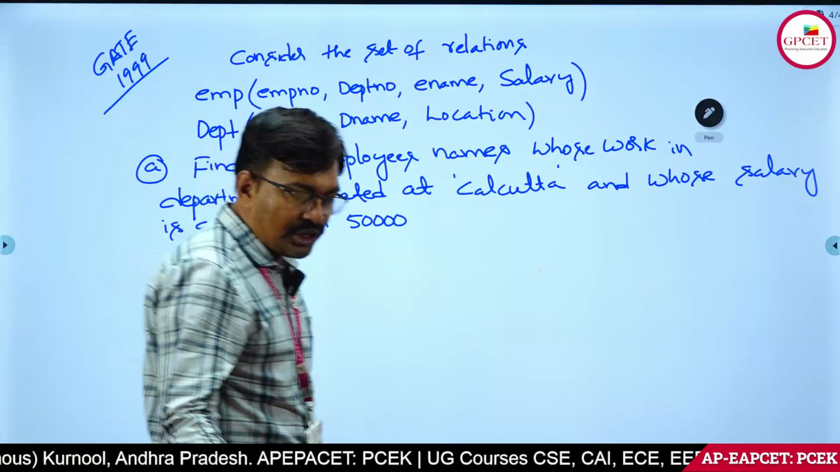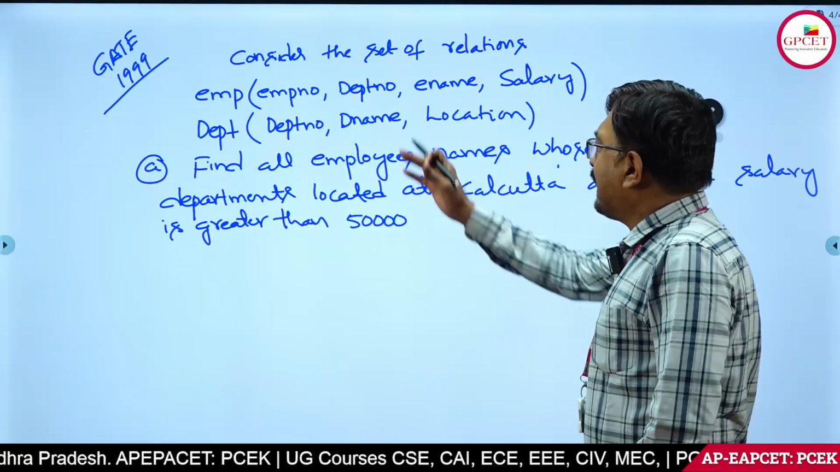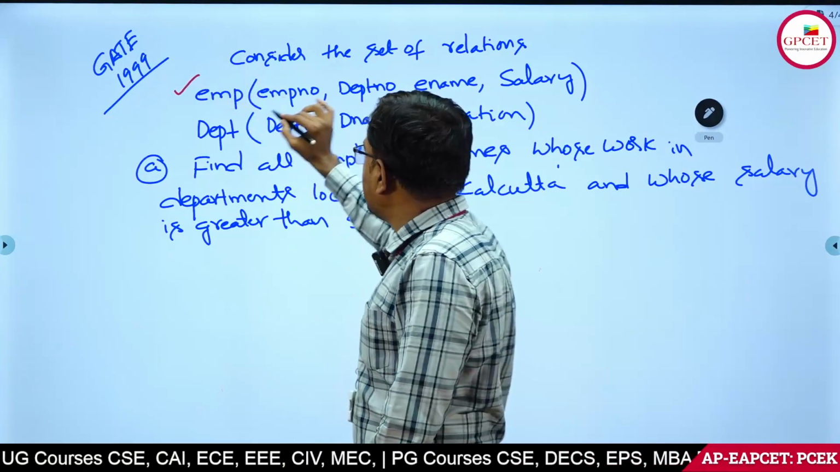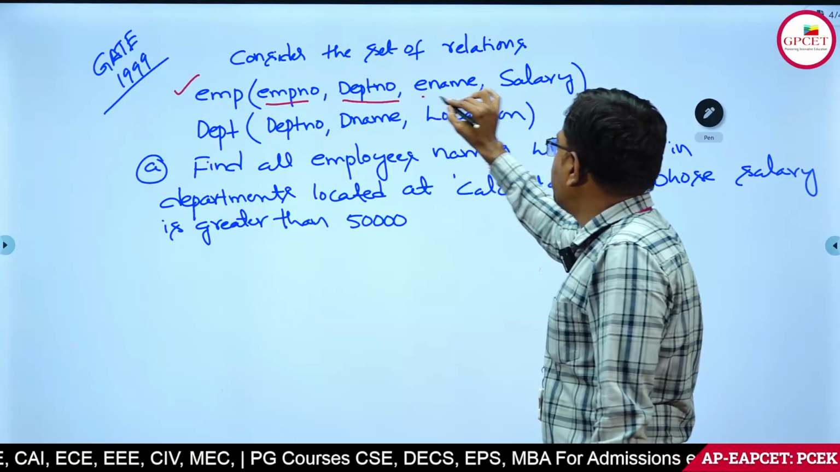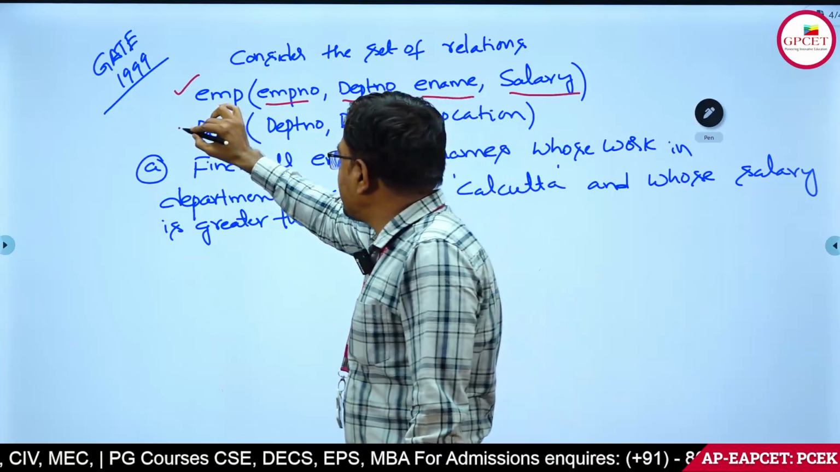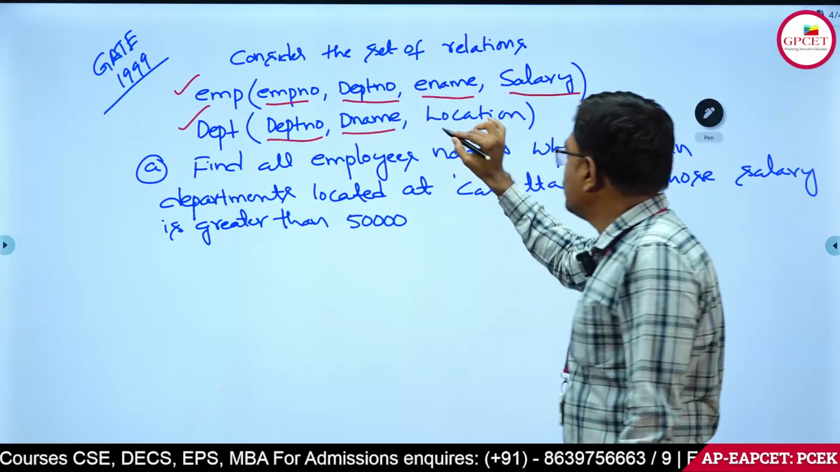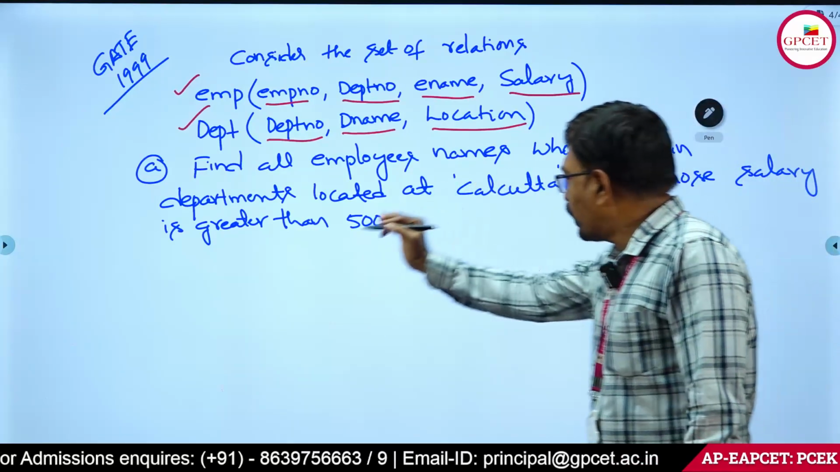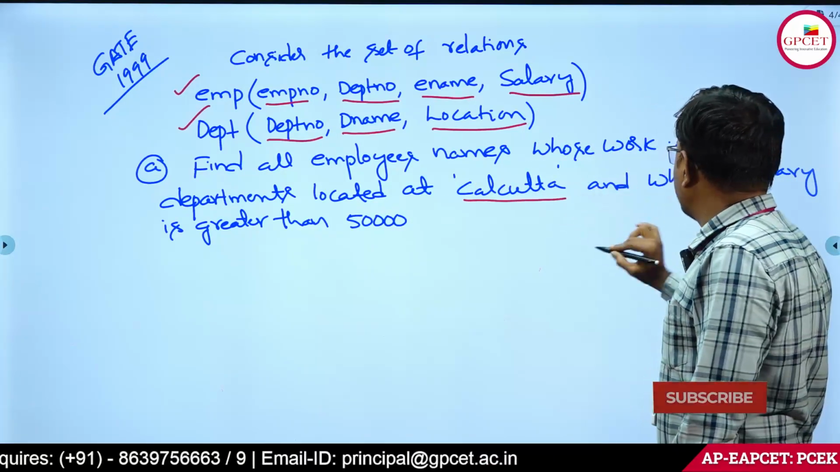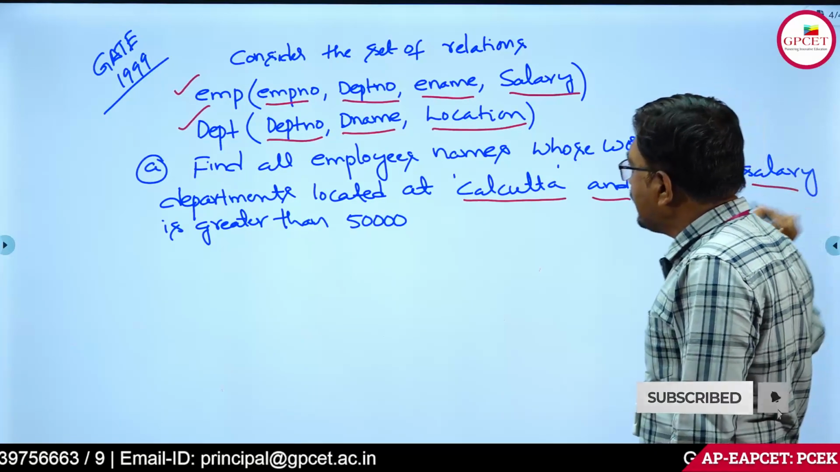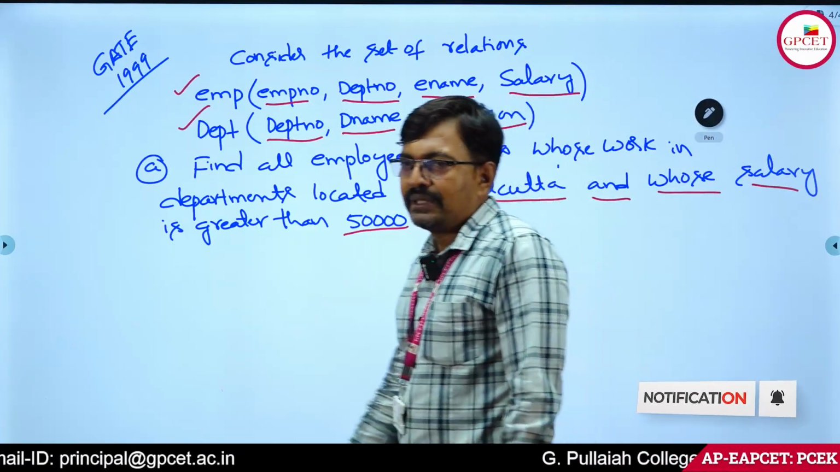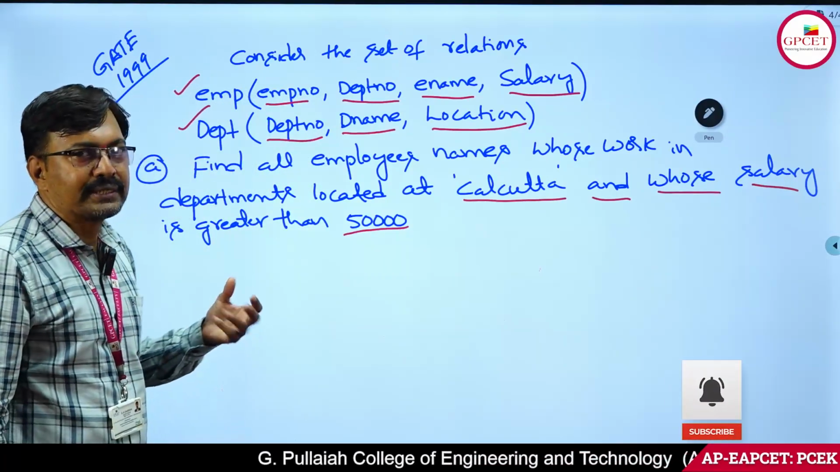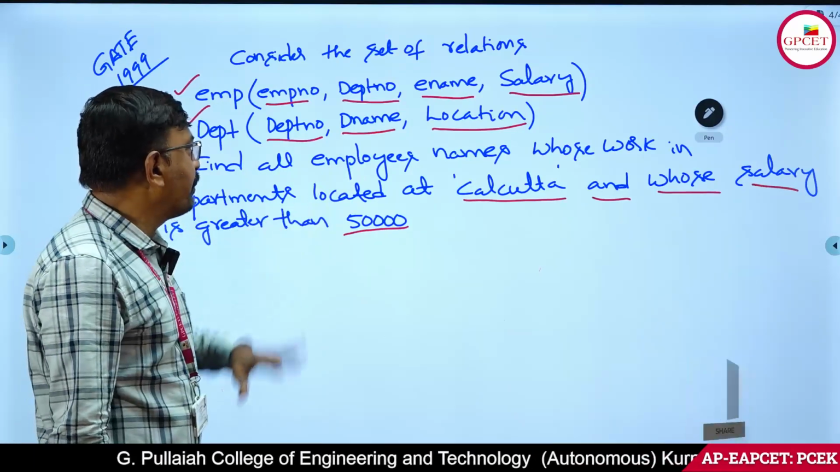Here is a simple GATE-point-of-view question. Observe here. GATE 1999. Consider the set of relations: the employee table having employee number, department number, employee name, salary, whereas the department table having department number, department name, location. Find all employees' names who work in departments located at Calcutta and whose salary is greater than 50,000. That is the given SQL query in GATE 1999. That is a 2 marks theory question. Find all employee names, right?